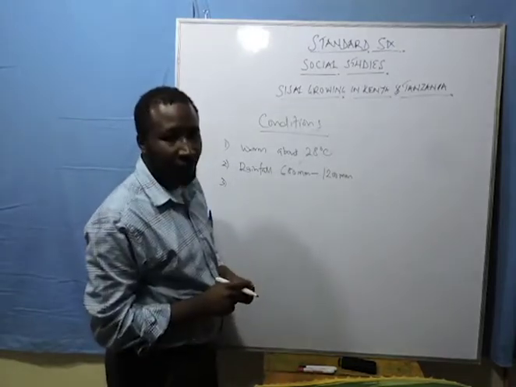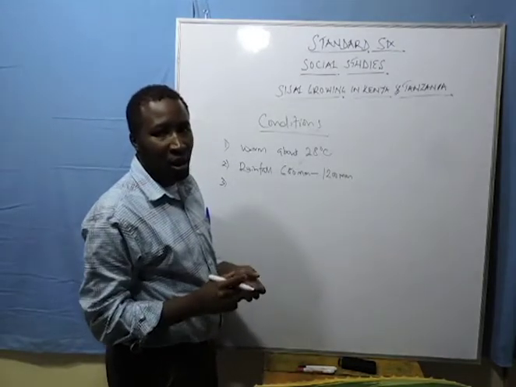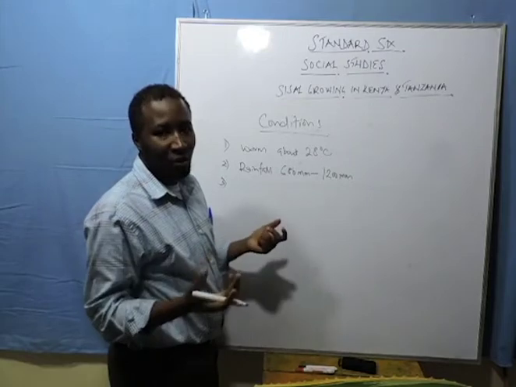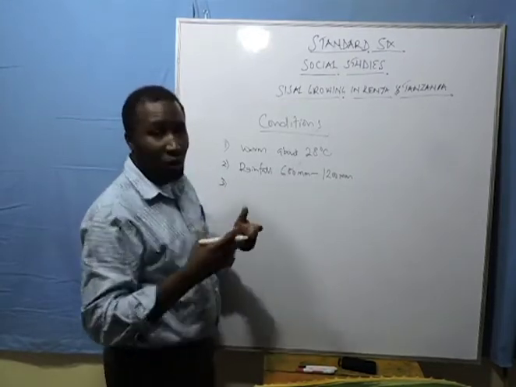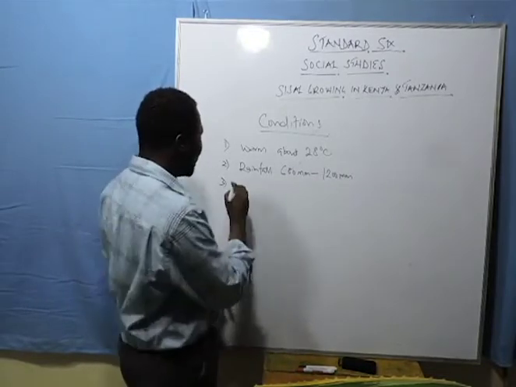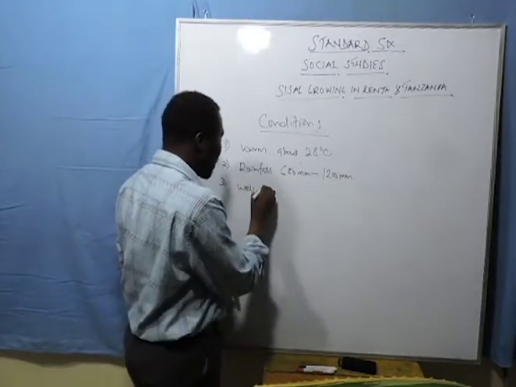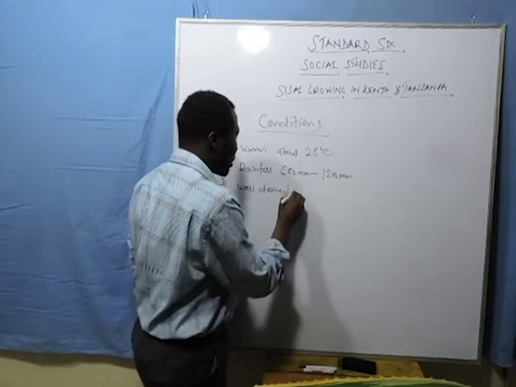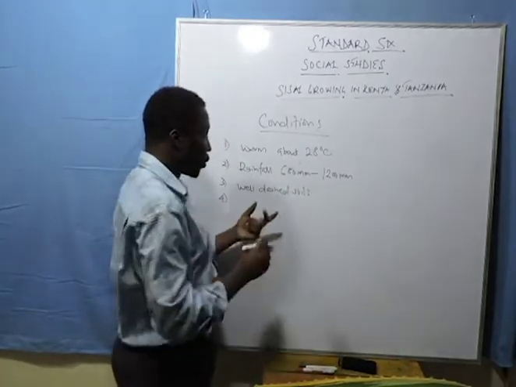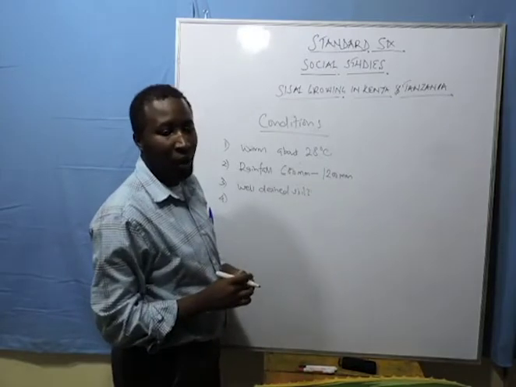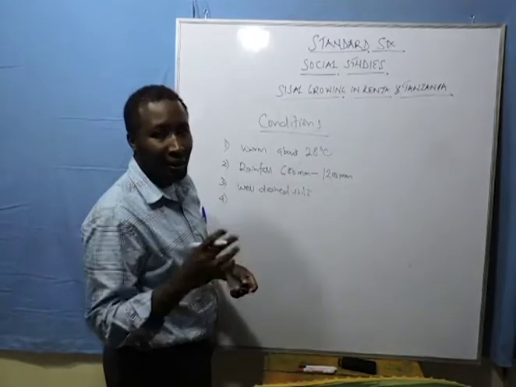And number 3, that is very important, is that it requires a variety of soils. It doesn't have a specific type of soil, so long as the soil is well drained. So well drained soils will be favorable for the growth of the Sisal plant. The other one is altitude.